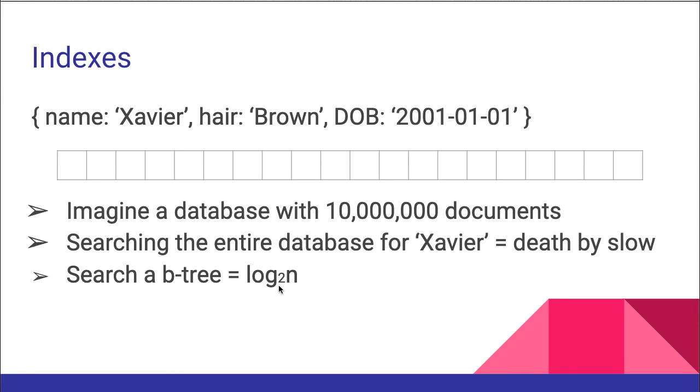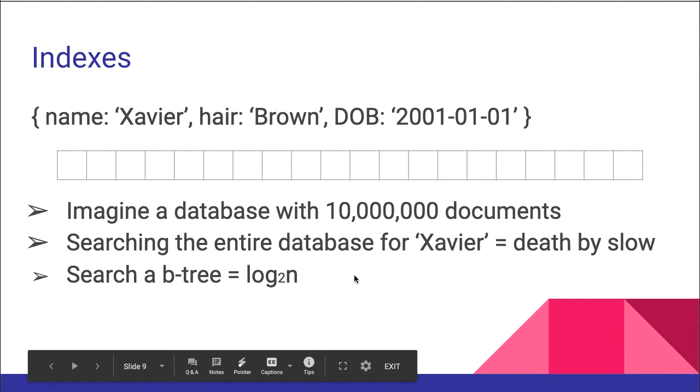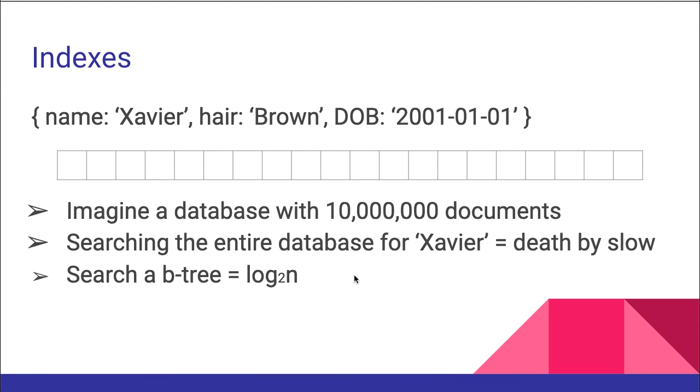So again, this is just a visualization. If I had 1,000,000 documents and I was looking for Xavier, I'd have to start with A, B, B, B, B, C, C, C, right? I have to search all the way through to the end. But for a B-tree, it would be logarithmic.